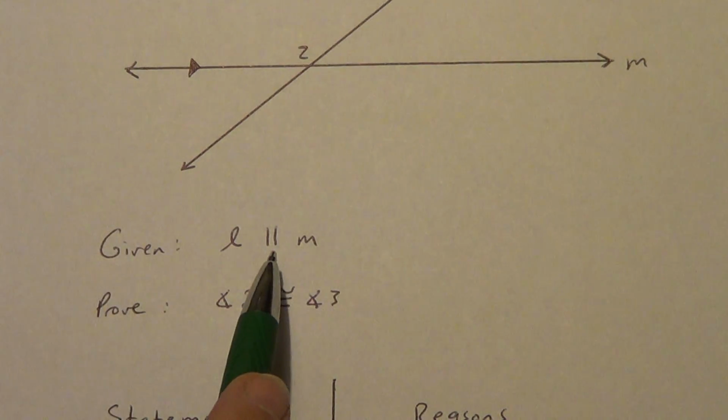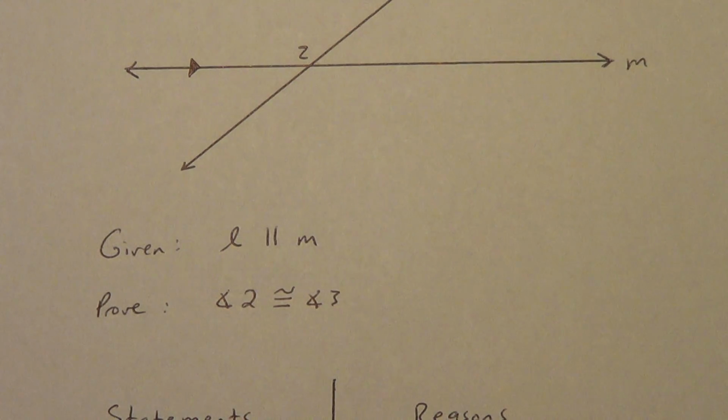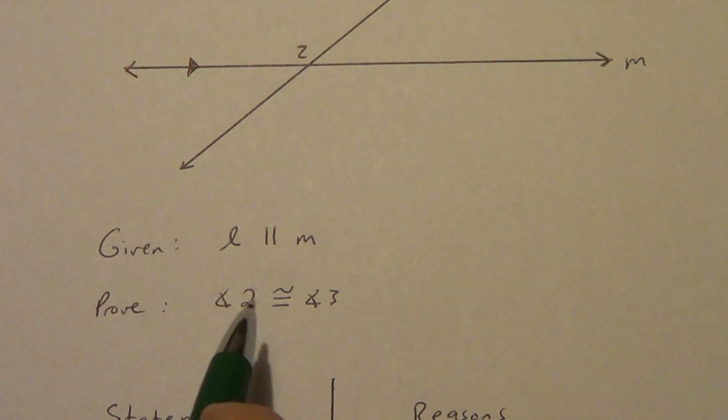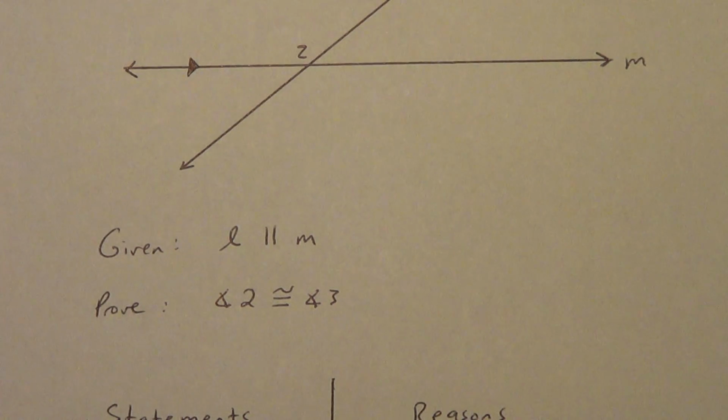L is parallel to M. These two vertical lines right next to each other like that mean parallel. Remember, like the upside down capital T meant perpendicular. This is what parallel means, right? And then line M. We're going to prove that angle 2 is congruent to angle 3.